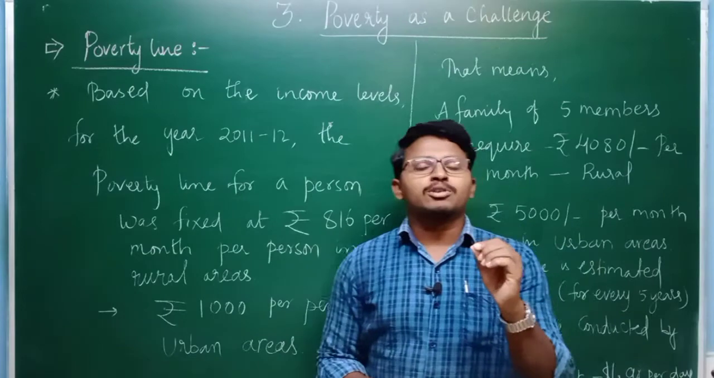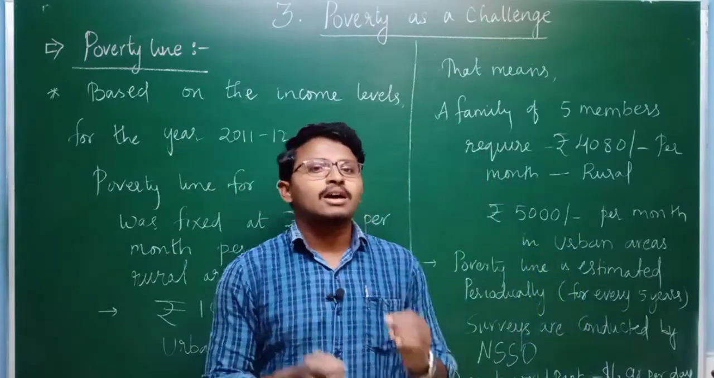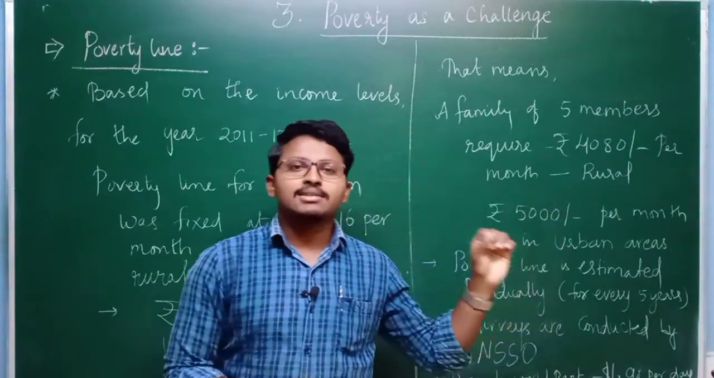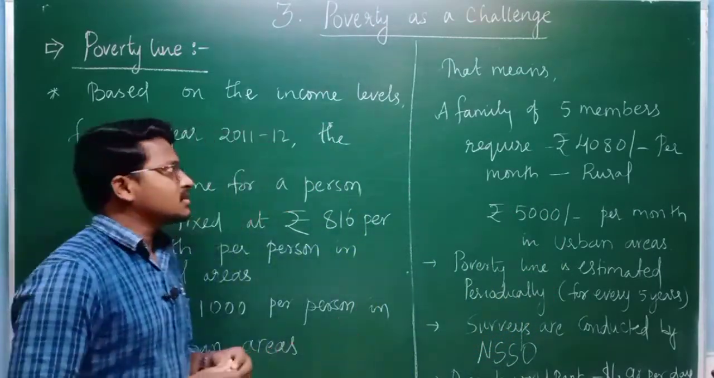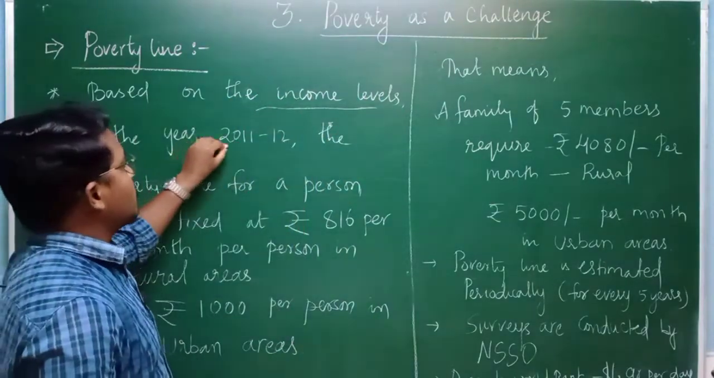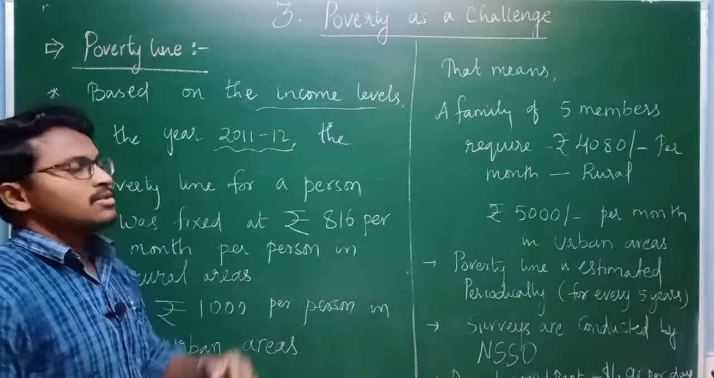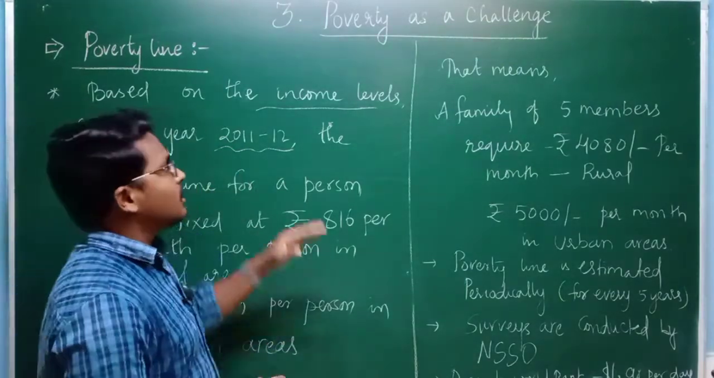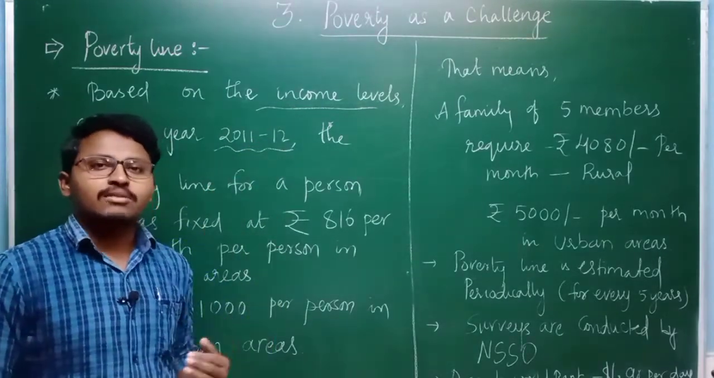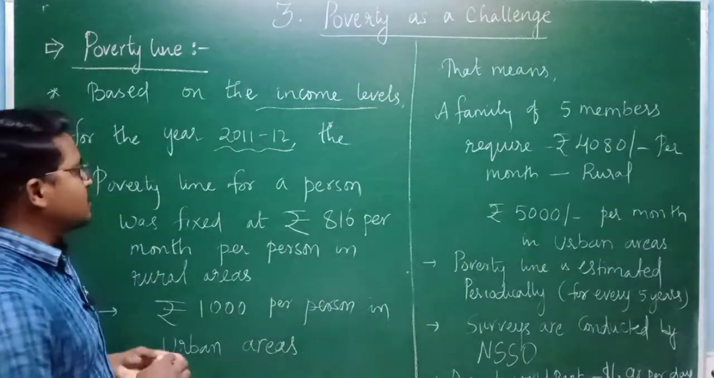Let us discuss the poverty line based on income. Just now we have seen how we consider a person as poor by looking at consumption levels. Now we will discuss based on income levels, according to the data given by the government from 2011 and 12. According to 2011 and 12, the income required for a person to qualify as living above the poverty line or below the poverty line is measured.